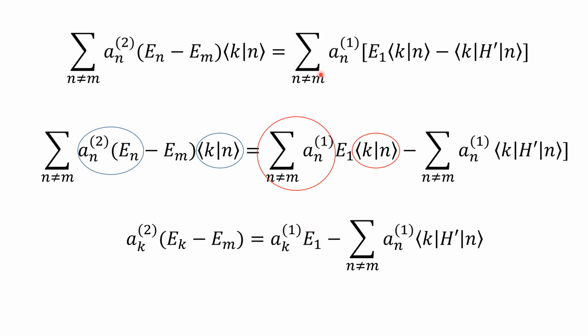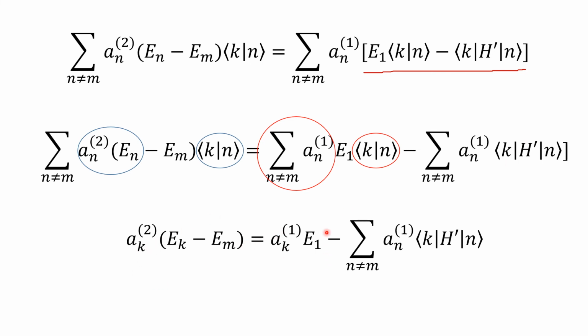Similarly, the second one, because I have separated this into two summations in the square bracket. So next, what will happen to the second one? Here also a_n^(1) will come. Of course, there is a minus sign: a_n^(1) times <k|H'|n>. As we already discussed, we don't know what will happen when the perturbed Hamiltonian acts on the ket, so we are leaving this as it is.